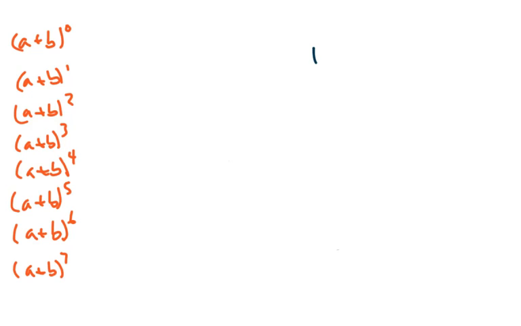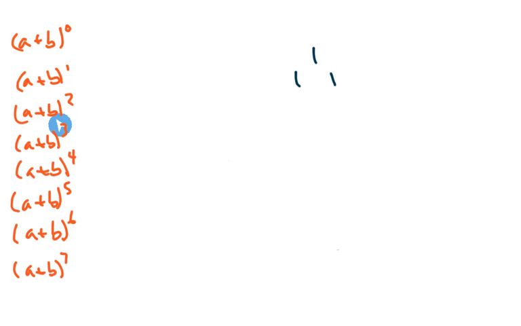End of story. A plus b parentheses to the 1. Well, anything to the 1st power is just itself, so you're just going to get a plus b. The coefficients are 1 and 1. 1a plus 1b. So you got 1 and 1.